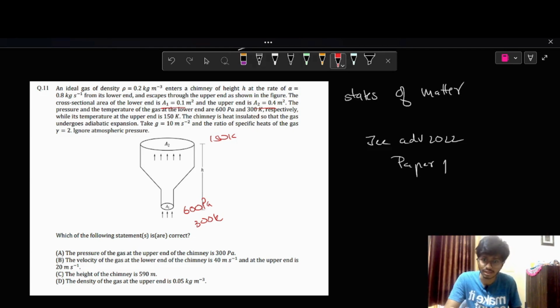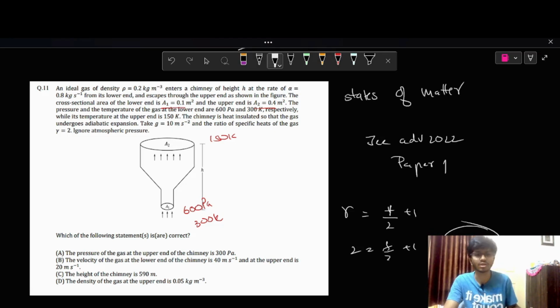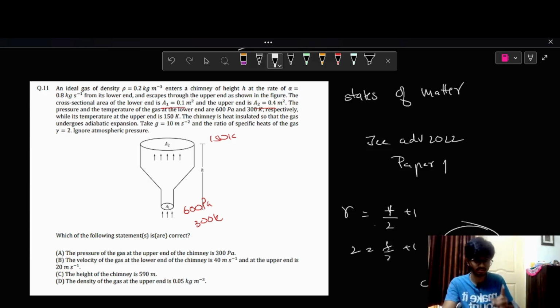g is equal to 10 meters per second square, and the ratio of specific heats of the gas is this. Now, we know gamma is equal to 1 plus 1 by (f by 2 plus 1), so that implies the degree of freedom is equal to 2. This implies that Cv is equal to 2R. We're going to need this in future.